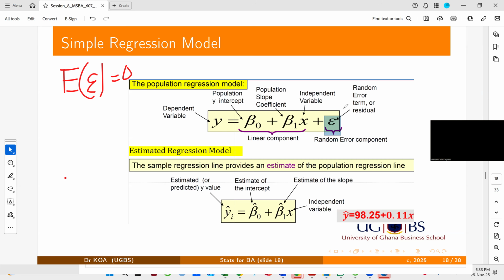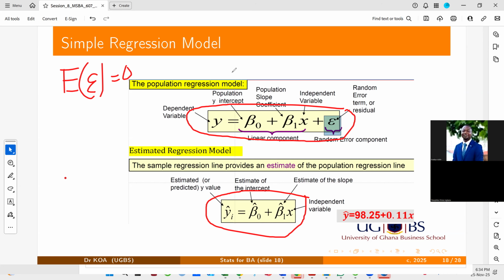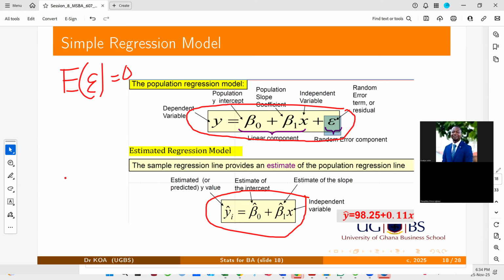So what is the difference between the specified regression model here and the estimated regression equation here? What is the main difference between these two? Or what do you see as differences? Patrick? There's no expected error in the estimated. Yeah, there's no expected error in the estimated. What else? Apart from the fact that there is no error term, what is the next thing?